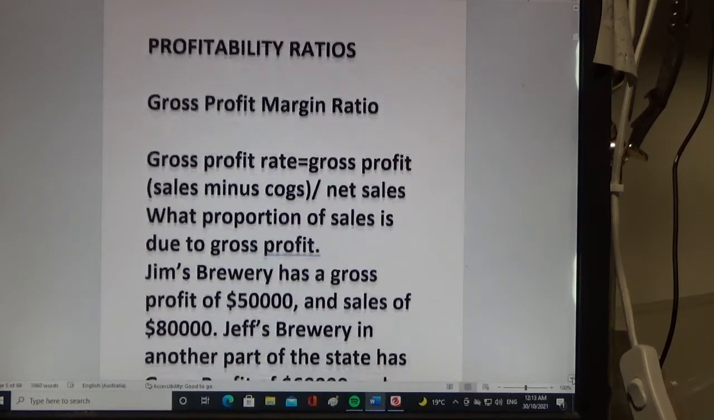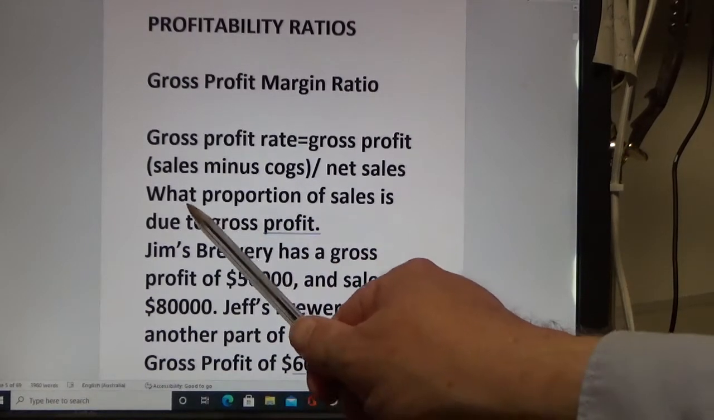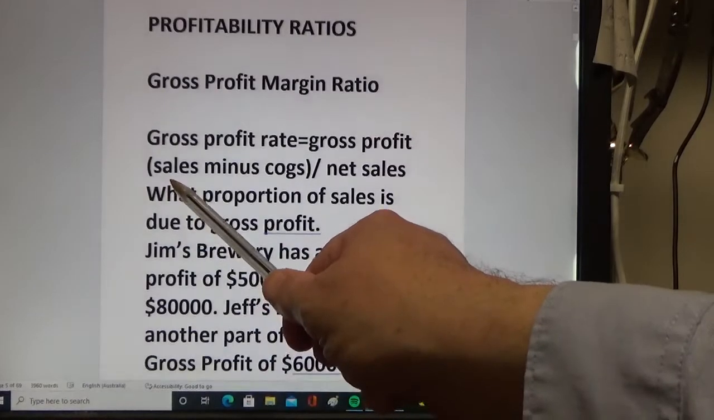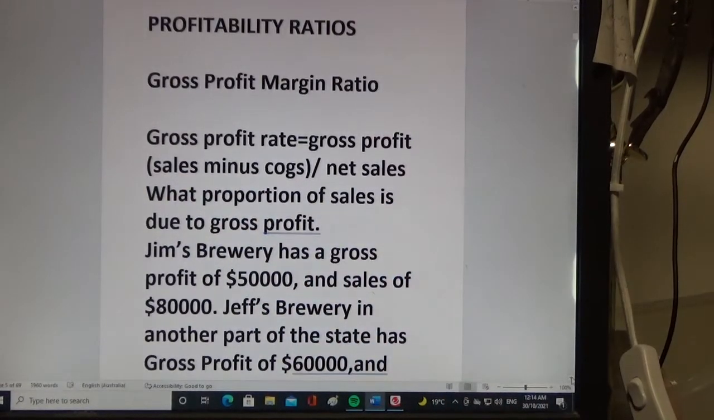Profitability ratios. You definitely will get this. Gross profit margin ratio and net profit margin ratio. Gross profit rate equals gross profit, which is sales minus COGS, divided by net sales. So on top of, not the balance sheet, the P&L statement, you start with sales minus cost of goods sold, or cost of sales. So what is COGS?